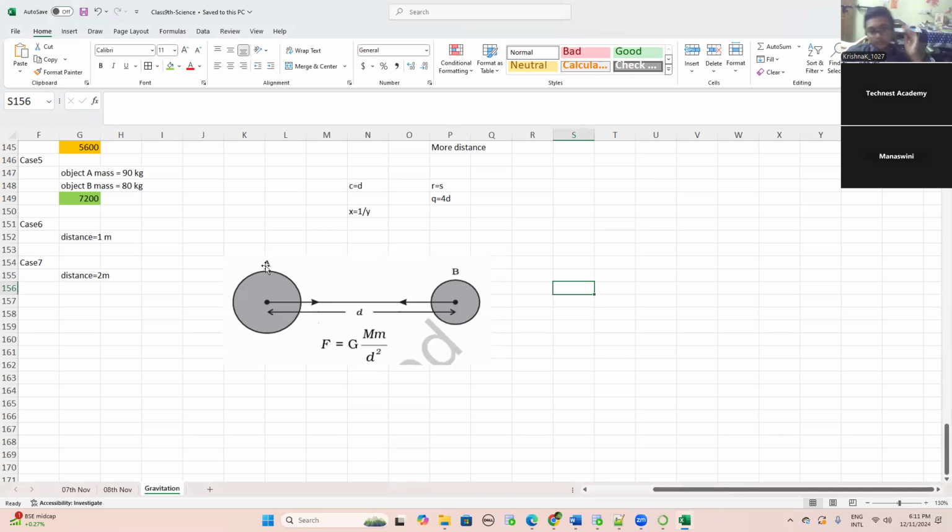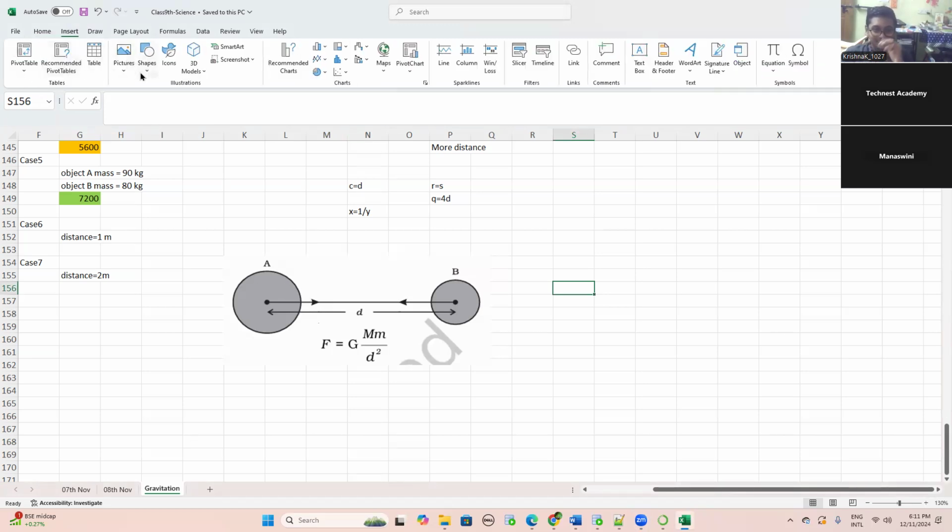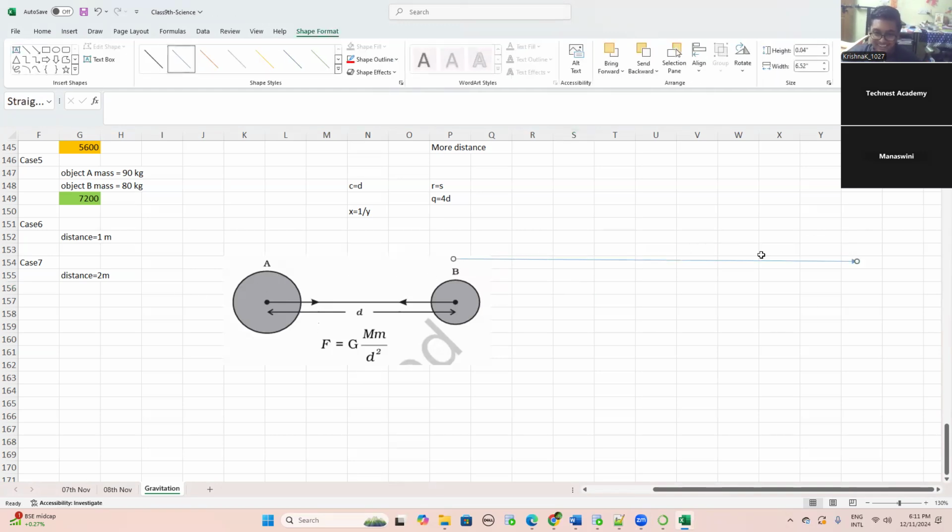Okay, so A will apply force on B, yes or no? Yes, sir. B will apply force on A, yes or no? Yes, sir. Very good. So where A will apply force on B, it will apply in this direction, right? Tell me in which direction A will apply force on B. It will apply force in a straight line direction. A will apply force on B in this direction. It will attract it here. Got it?